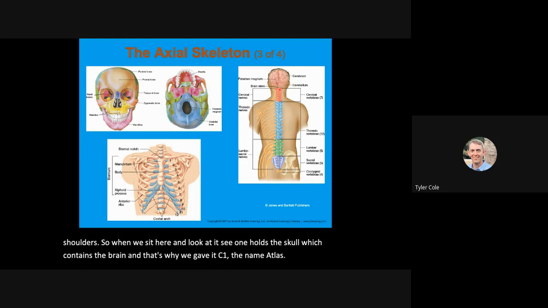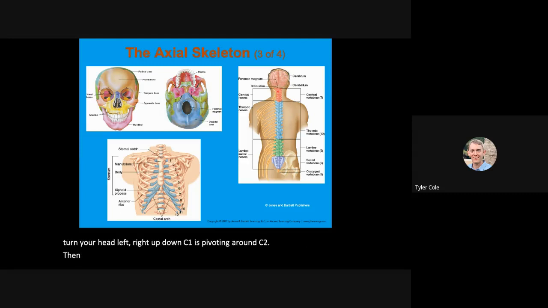Then C2 is axis. And this one is the pivot point for the skull. So when you turn your head left, right, up, down, C1 is pivoting around C2. Then the rest kind of fall into place, C3, C4, C5, all the way up to 7. And they don't have any particularly special names.